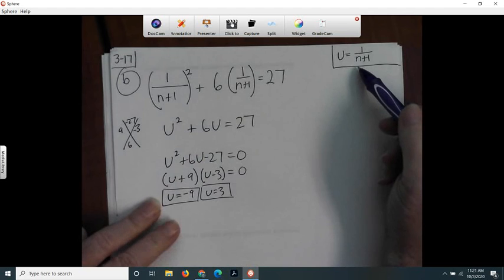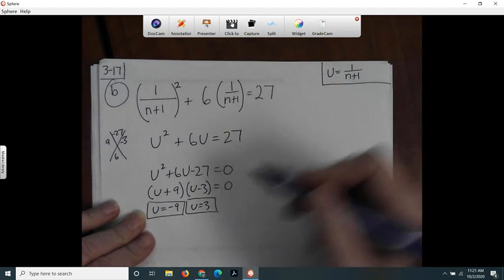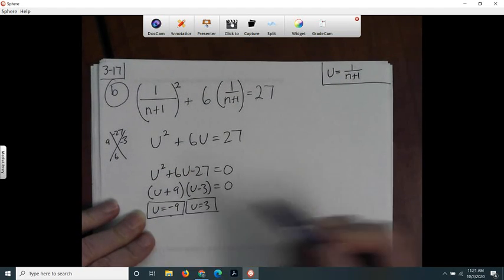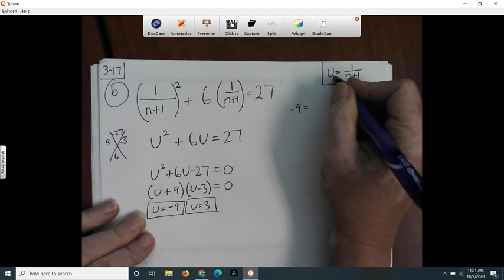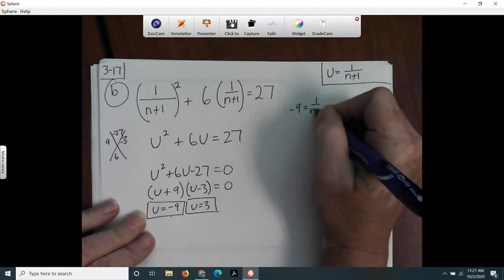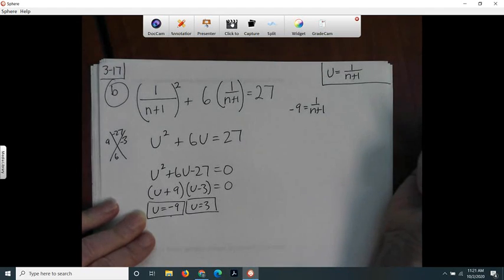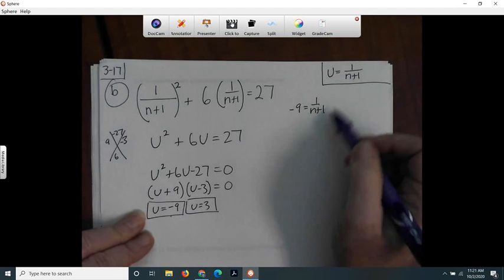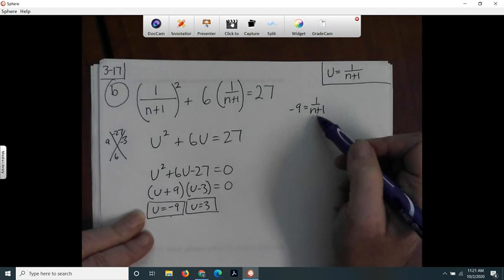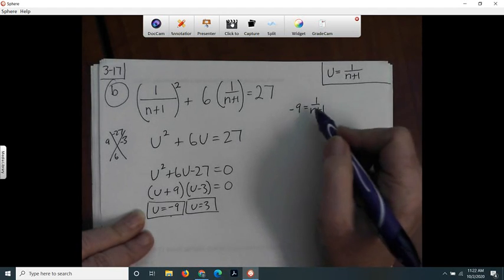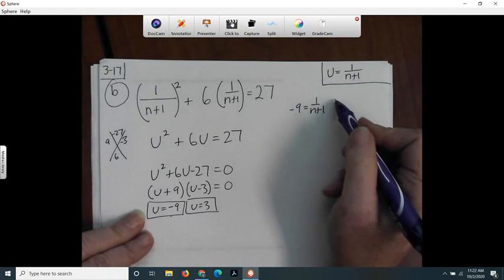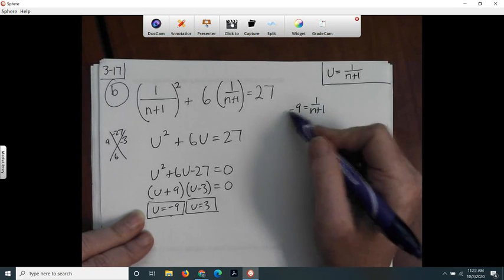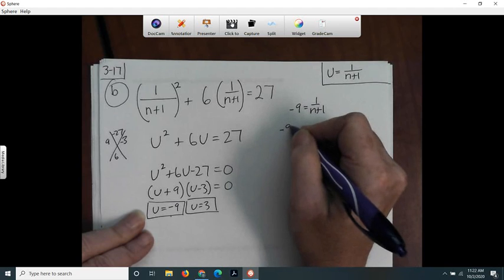So when u equals negative 9, then, well, let's see, how can I solve this? I want to find out what n is. Let's do cross products, or, well, let's just multiply both sides by n plus 1. So if I multiply this side by n plus 1, the n plus 1 goes away, and then on the left-hand side I get negative 9 times n plus 1. Something like that.